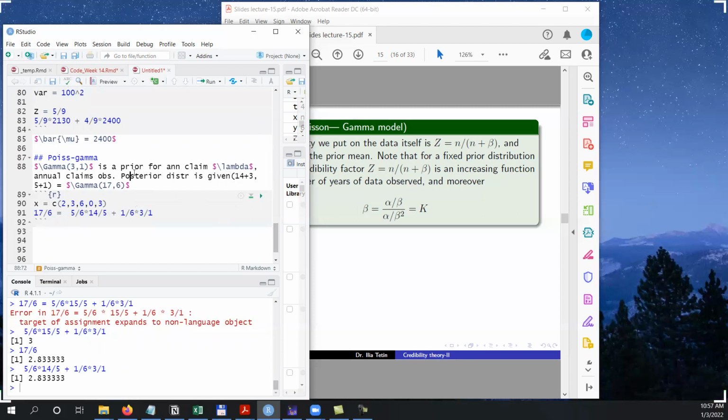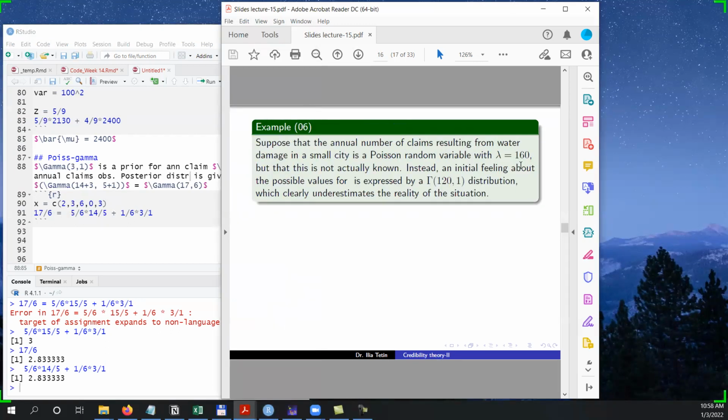So this is the posterior distribution for lambda given x. This is the gamma of these values. Okay. Gamma of these values. And we have the credibility estimate of lambda, which is 2.83 in this case. So let's just use a proper example. Set the lambda, set the gamma values, and find out what we can do here.